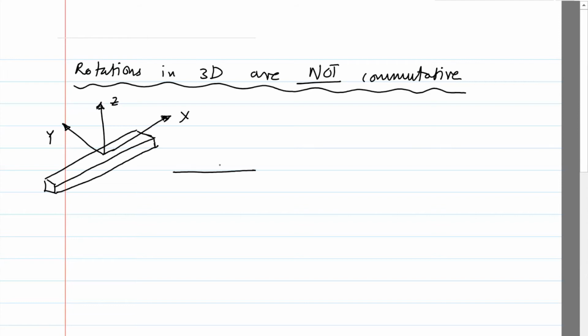So let's rotate this thing by 90 degrees about the x-axis. Okay, and this has to be counterclockwise. So when you see it from here, it should be counterclockwise, and this is the direction which will be counterclockwise. So if I rotate it by 90 degrees, I'll end up in this configuration.